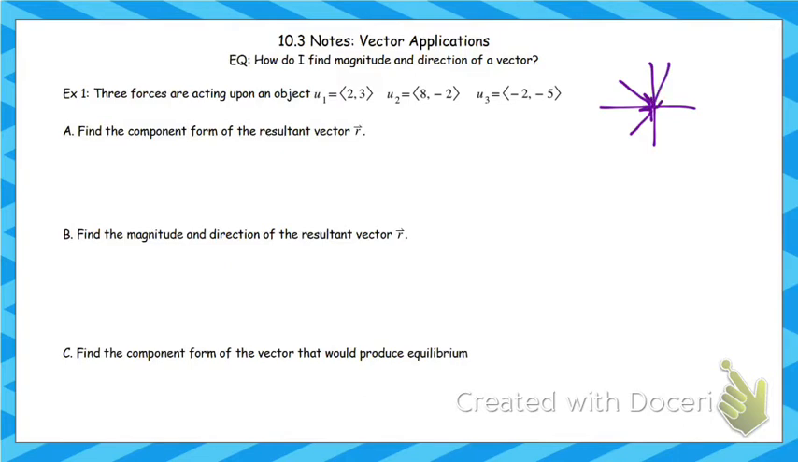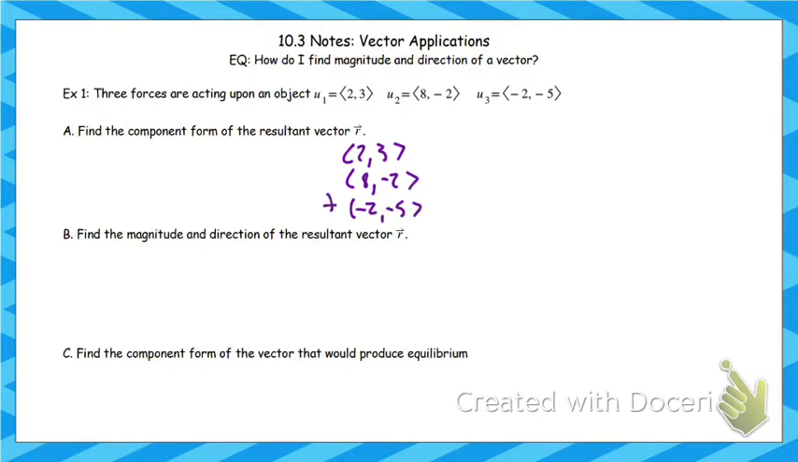Since all three of those are acting on the object, to figure out what the resultant is, I'm going to add all those up together. Graphically, I would add them head to tail. If you have Notability, it'd be a little easier to just grab that and shift it over, but I'm not using Notability on this, so it's a little harder to see. So we're going to add these all up: 2, 3, 8, negative 2, and negative 2, negative 5. If I add them all up, I get a component form answer of 8, negative 4. That is the component form of the resultant vector.